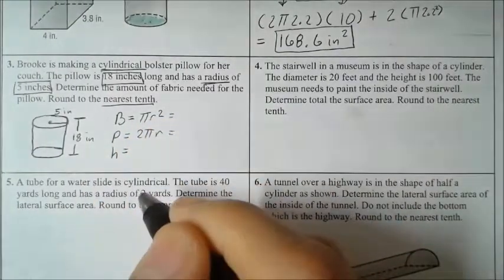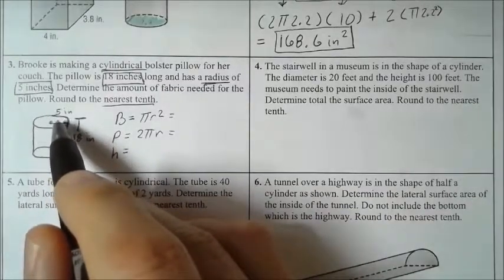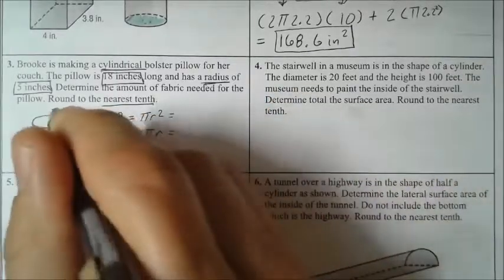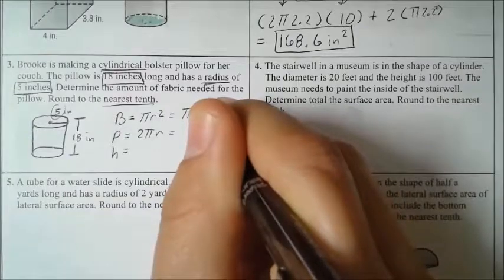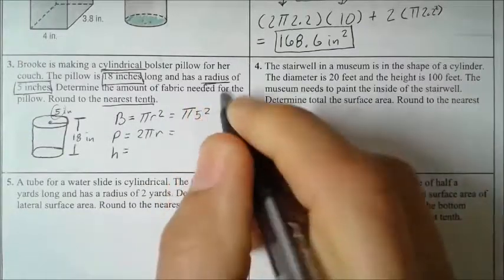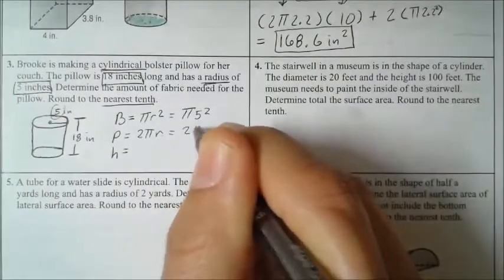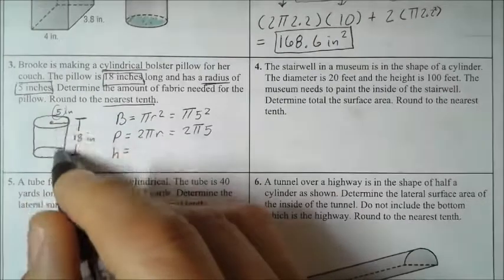And then we just got to find H. Well, the good thing is it gives us the radius, so we don't have to divide the diameter or anything like that. We can just plug the number in. So for r, we're just going to plug in our 5, which is our radius. So for big B, we got pi times 5 squared. For the perimeter, we have 2 times pi times r, so that's 2 times pi times 5, which is our radius. And our height between the two bases.